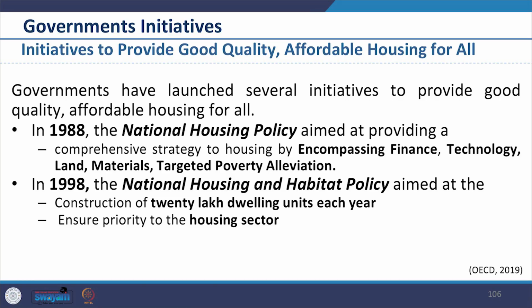Different governments have launched several initiatives to provide good quality affordable housing for all. In 1988, the National Housing Policy aimed at providing a comprehensive strategy to housing by encompassing finance, technology, land, material and targeted poverty alleviation. In 1998, the National Housing and Habitat Policy aimed at the construction of 20 lakh dwelling units each year and ensured priority to the housing sector.